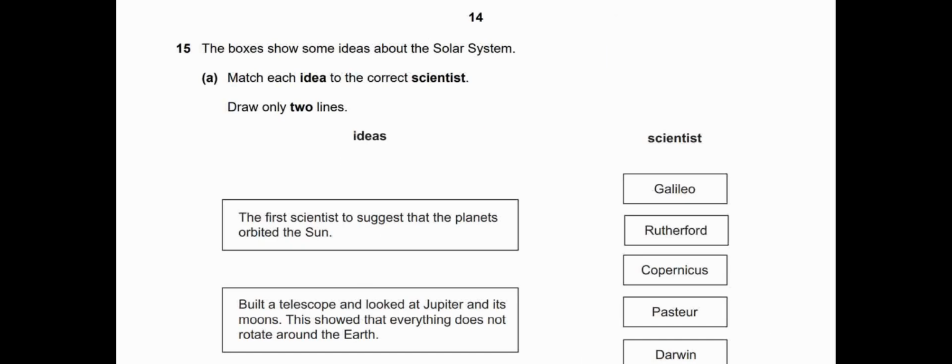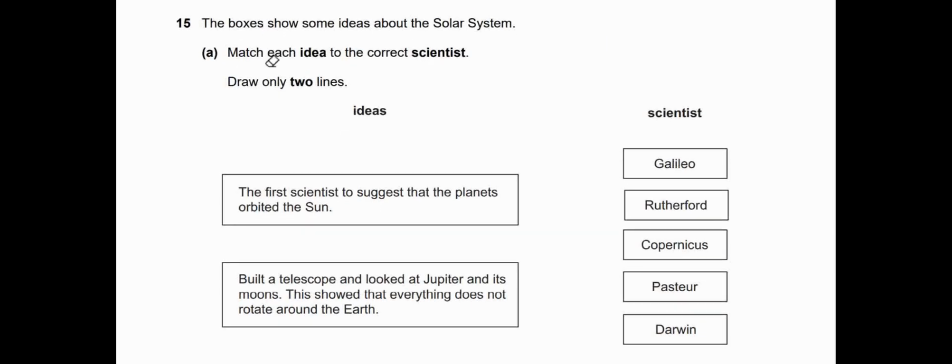Next, question 15. The boxes show some ideas about the solar system. Match each idea to the correct scientist. Draw only 2 lines. One scientist suggests that the planets orbited the sun. Another built a telescope and looked at Jupiter and its moons. This showed that everything does not rotate around the Earth. The first scientist that suggested planets orbited the sun is Copernicus. It's Copernicus.